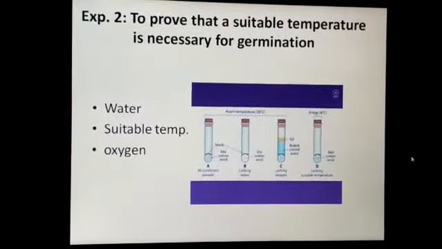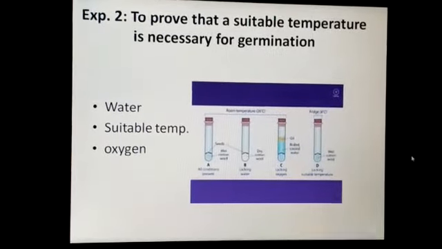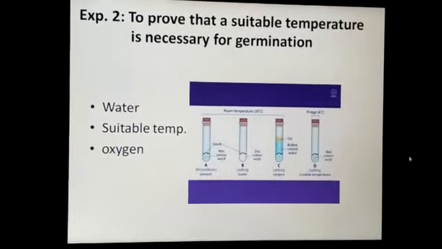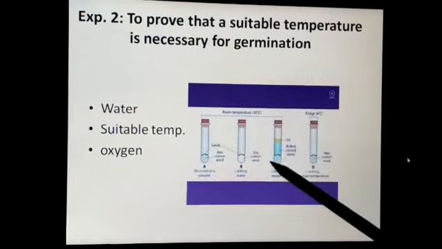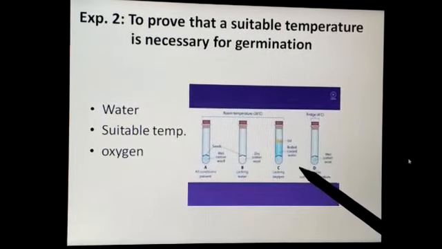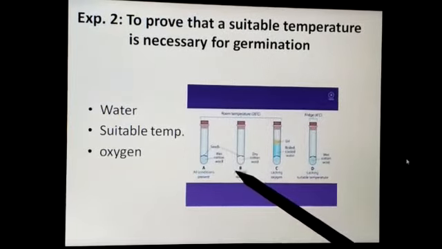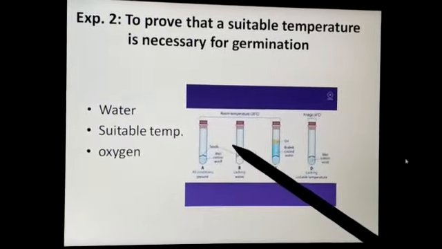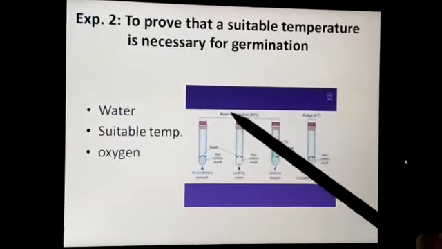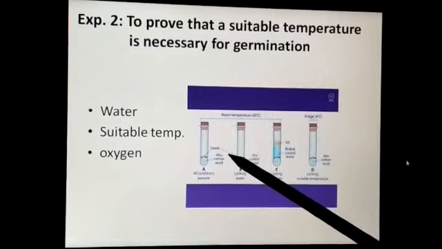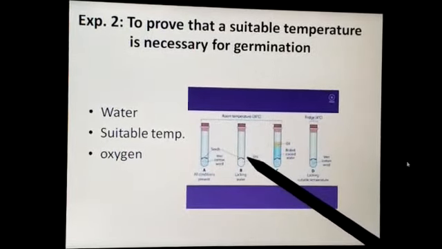Experiment 2 is to prove that a suitable temperature is necessary for germination. Now here in the figure you see there are 4 test tubes A, B, C and D. We ignore B and C here to understand better. Test tube A has got wet cotton wool and some soaked seeds over it. Mouth of the test tube is closed with air inside it. And this test tube is placed at room temperature.